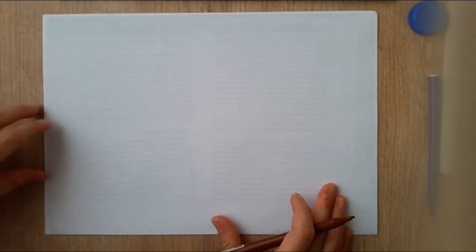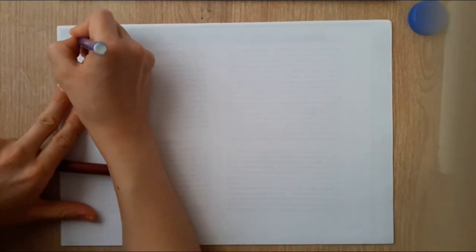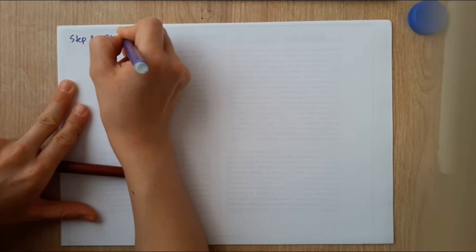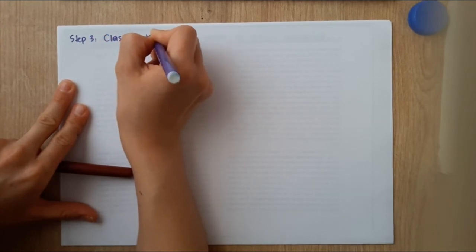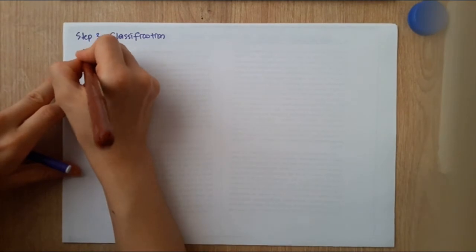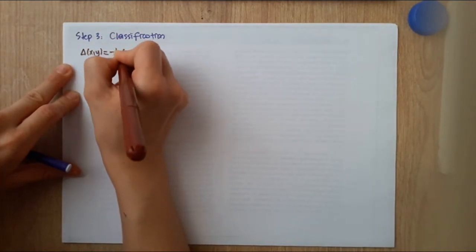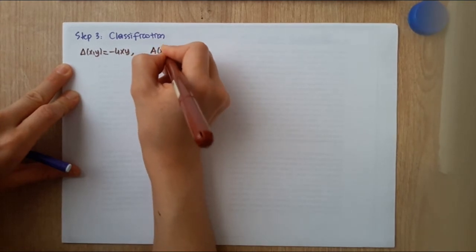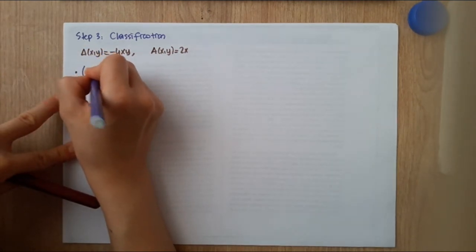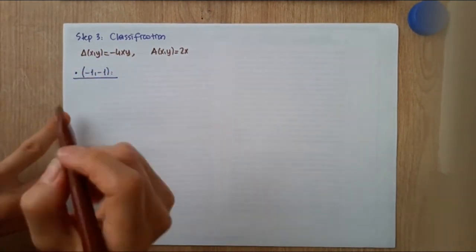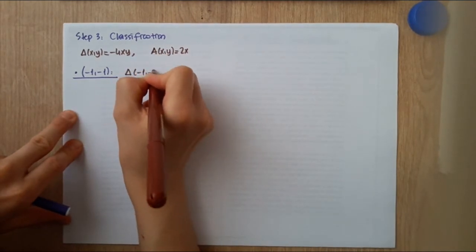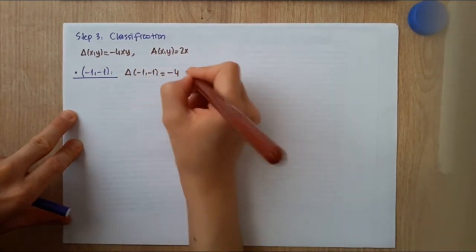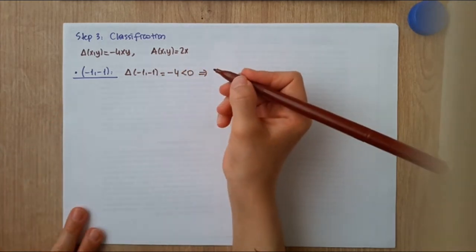I need delta and A actually, right? I will write it here. Step 3, classification. And we know delta(x,y) is minus 4xy, and we know A(x,y) is 2x. Let's start with the first point, (minus 1, minus 1). If you substitute minus 1 and minus 1 in delta, you will obtain minus 4, which is less than 0. So I have a saddle point here.